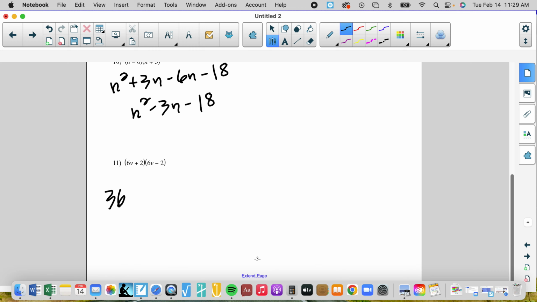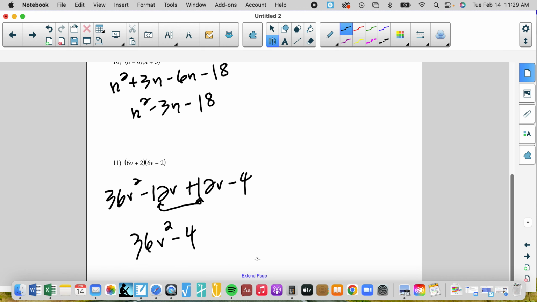Firsts gives us 36v squared. Outside gives us negative 12v. Inside gives us positive 12v. And last is negative 4. We notice this time with our outside and inside, they end up being opposites. So my final answer is 36v squared minus 4.